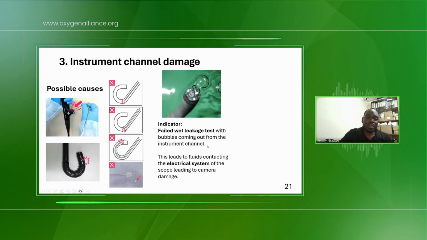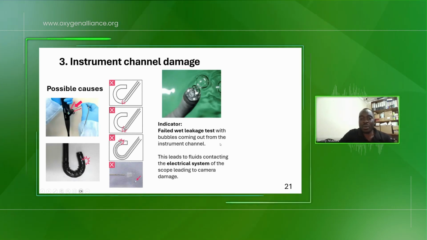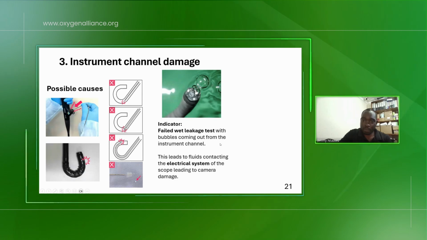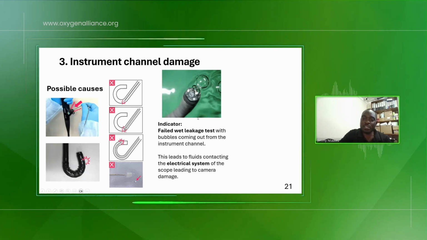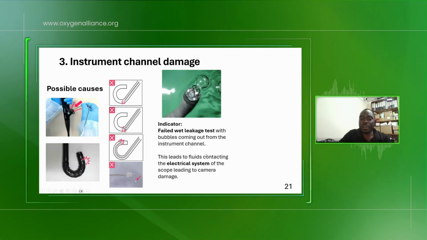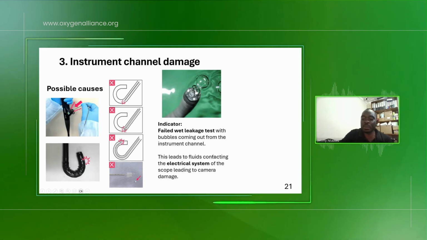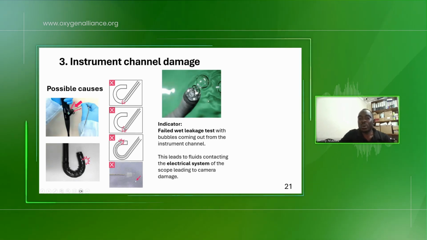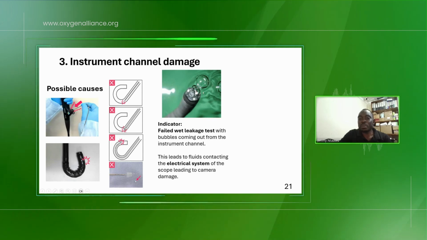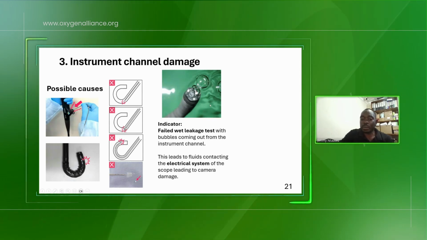So how do we tell that we have a problem in the instrument channel? We shall have bubbles coming out of the instrument channel when we are doing the wet leak test. So this is an indicator that our instrument channel is punctured, because now the water in the basin or in the trough is replacing the air which was inside the scope.